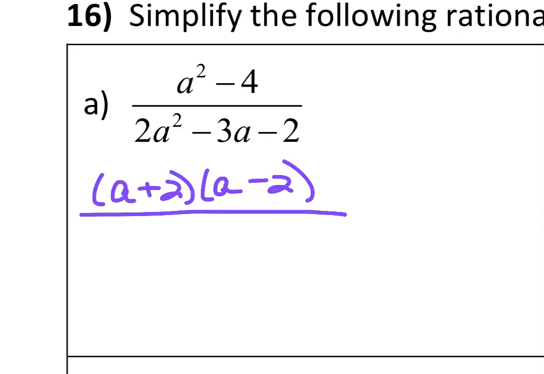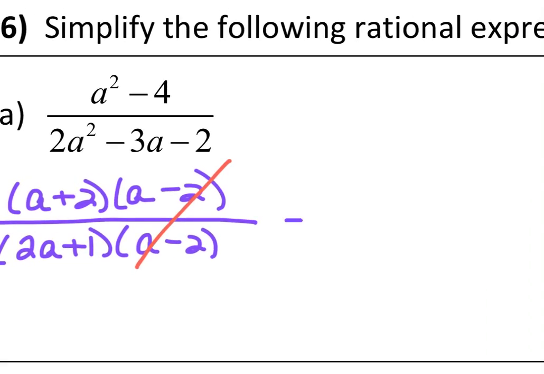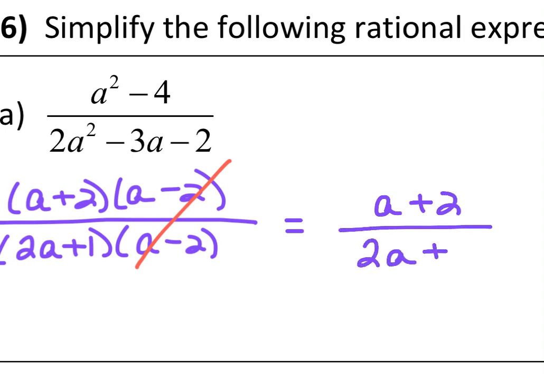And then when I factor the bottom, please, folks, pause the video. I am not going to walk you through any more factoring here. Factor that. Use grouping or the box method or whatever method you use, but make sure that you get the answer right. Come back and you should have 2a plus 1 times a minus 2, and your a minus 2's cancel, and your answer for this problem should be a plus 2 over 2a plus 1.